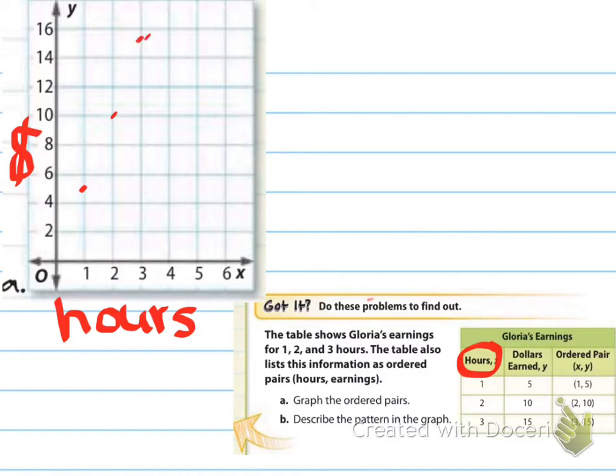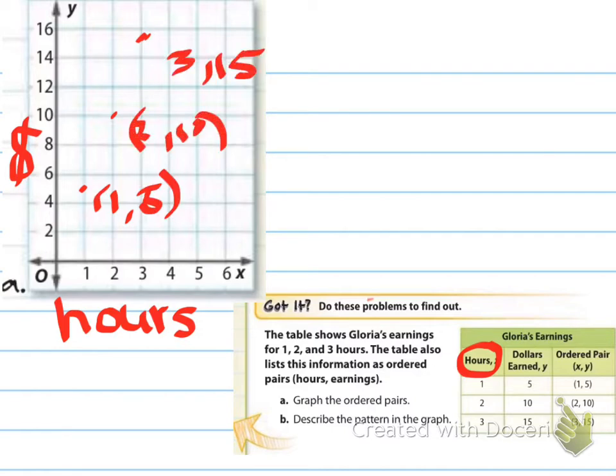So if you didn't go all the way up to 16 like they have in this graph, then you'll need to expand your graph. So those are our 3 points. And you can label them as you go, especially if it's in the middle like this one, and say 1, 5, 2, 10, and 3, 15. I'm sorry that mine are so sloppy.